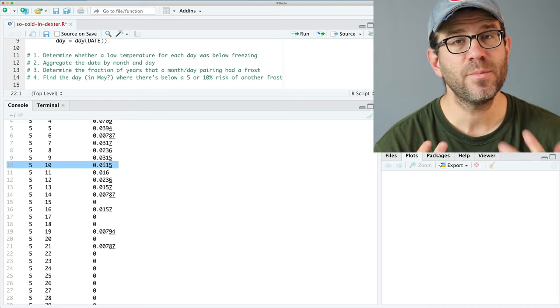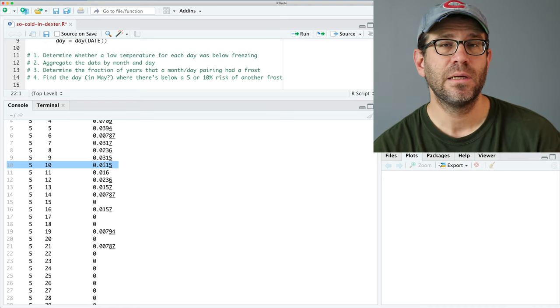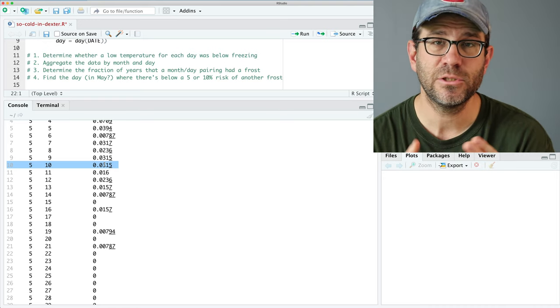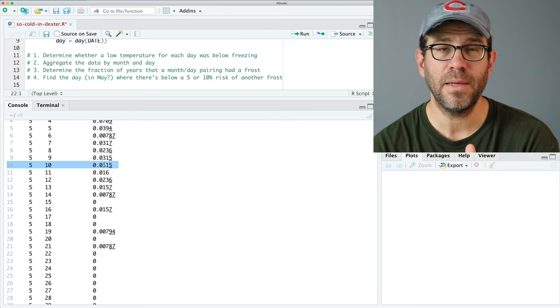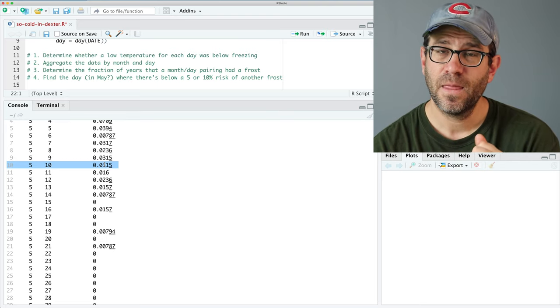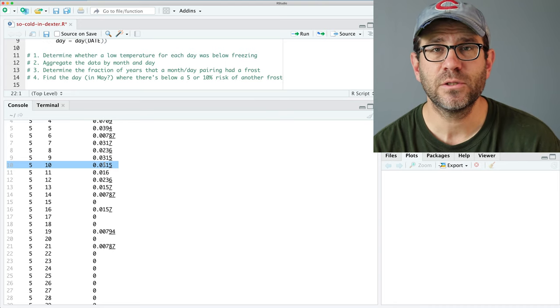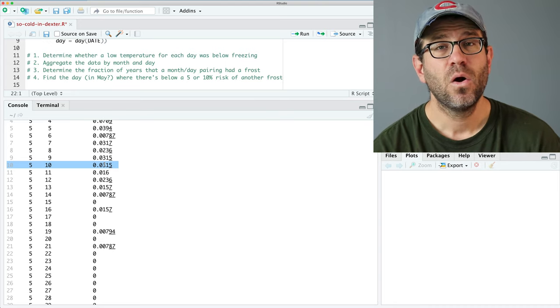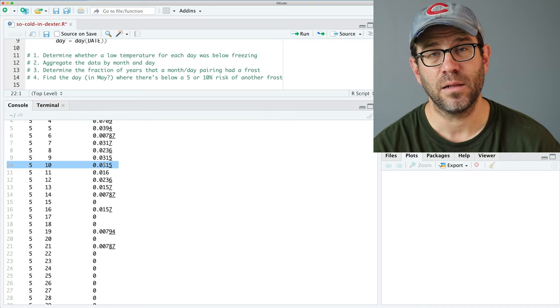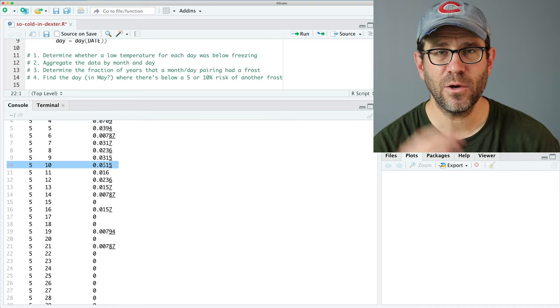So hopefully you now feel a little bit more comfortable about using the filter function, the group by function, and the summarize function, along with some of these arithmetic functions like mean and sum. But also this new function we've talked about called mutate, which allows us to create new columns or to replace existing columns.